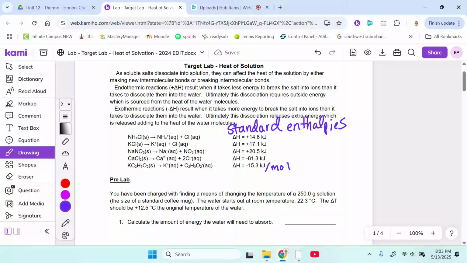Once your lab is open, you'll be given a list of reactions, not chemical, but physical. The following salts have been written down for their dissolution processes, meaning they start as a solid salt and then they get dissolved in water.